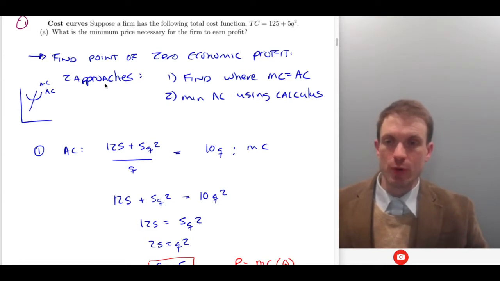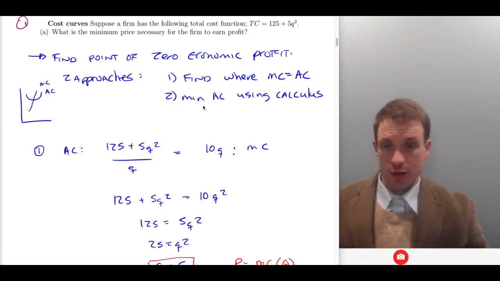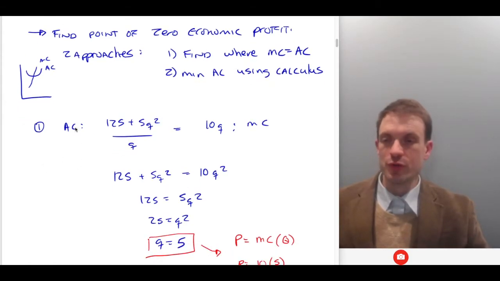So that gives us two approaches actually. We could find the point where marginal cost is equal to average cost, or you could minimize average cost using calculus, and either way you're going to get the same result. I'm going to show both of those. So suppose we start with the first one. Let's find this point. We have to solve a system of equations.